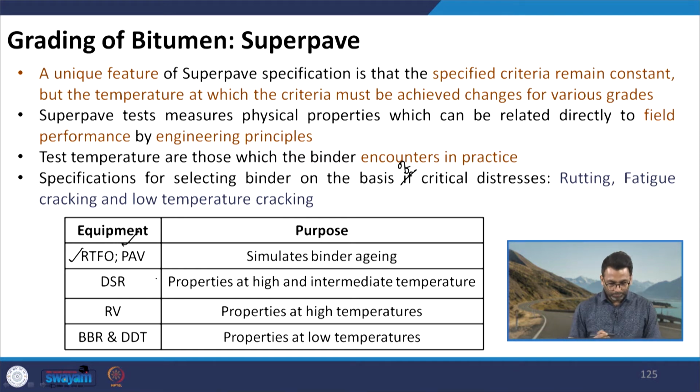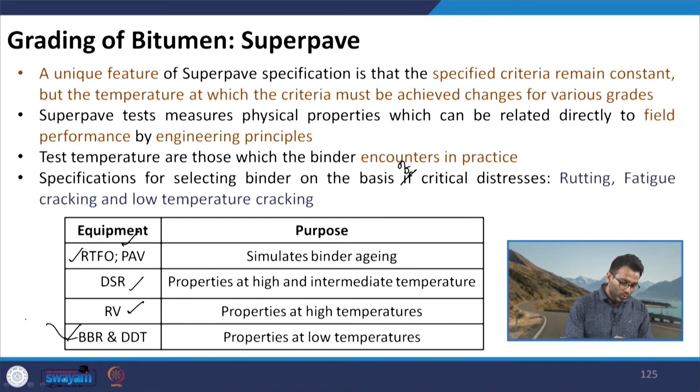Then we use the dynamic shear rheometer. The dynamic shear rheometer will measure the properties at high and intermediate temperature, not at extremely low temperature, which means DSR is essentially used to assess the rutting and fatigue characteristics of the bitumen. Then we have the rotational viscometer, which is usually done on samples in unaged condition, and here we are assessing the properties of the binder at higher temperatures, which is used to assess the handling and pumping characteristics of the bitumen in the mixing plant. Then we have the bending beam rheometer.